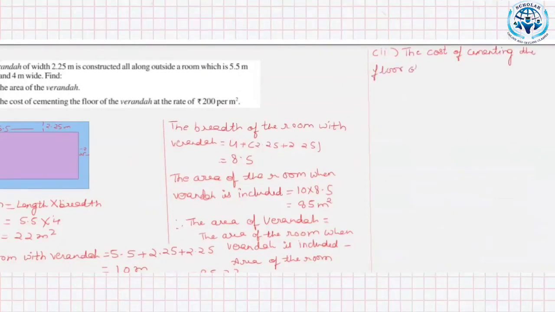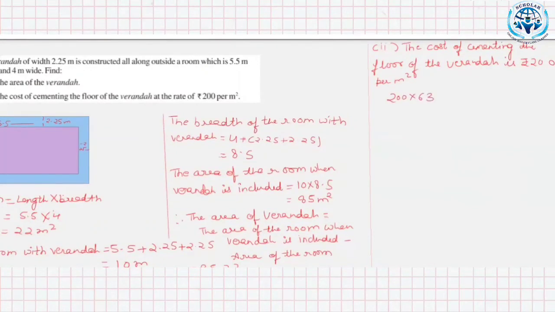The cost of cementing the floor of the veranda. Cost per meter square is given. We will multiply the area of the veranda with the cost to get the total cost. The answer is 12,600 rupees. It is the total cost.